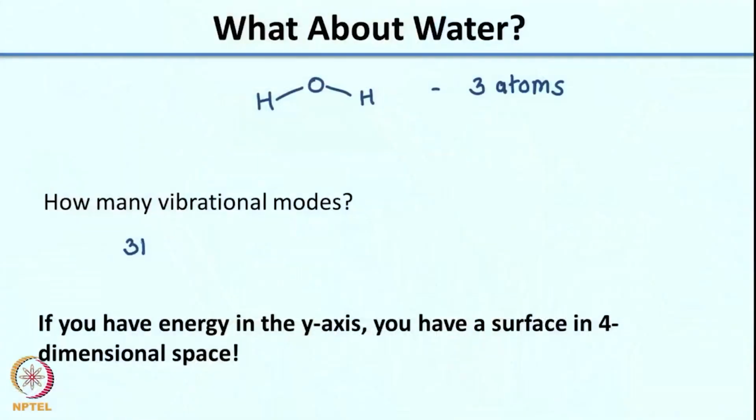So, how many vibrational modes? In this case it would be 3n minus 6. So, that would be 3 because n is 3. So, now if you were to represent water, imagine using a similar potential energy diagram, you are talking about 3 modes of vibration, and then on the y axis if you have energy, you are talking about a 4-dimensional space which is very difficult for any of us to even visualize.